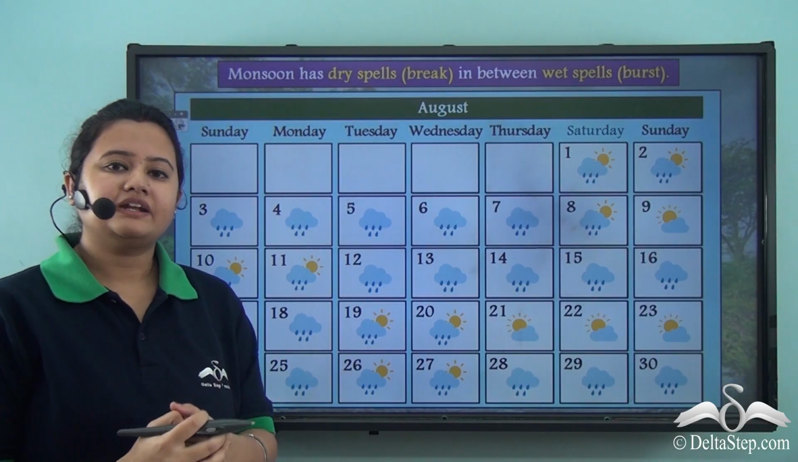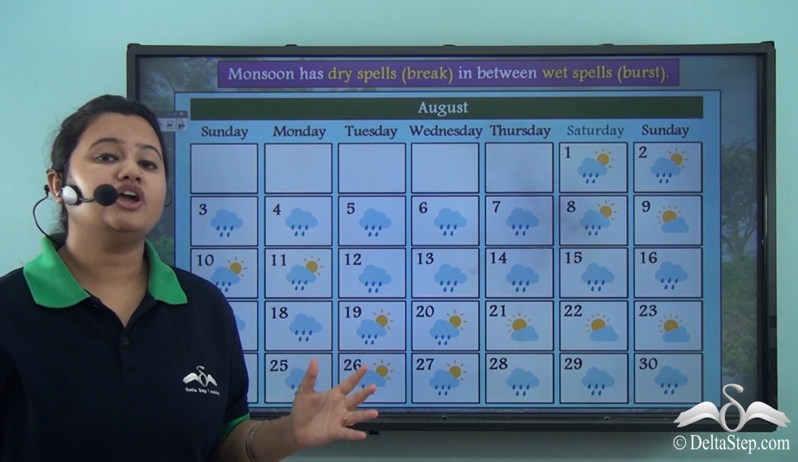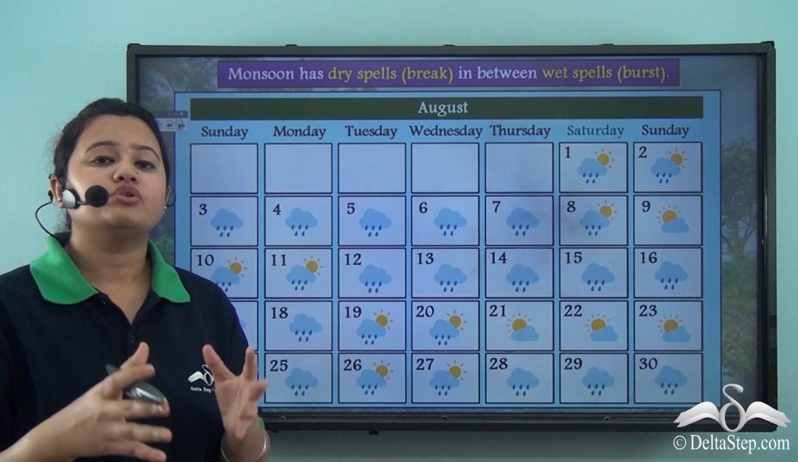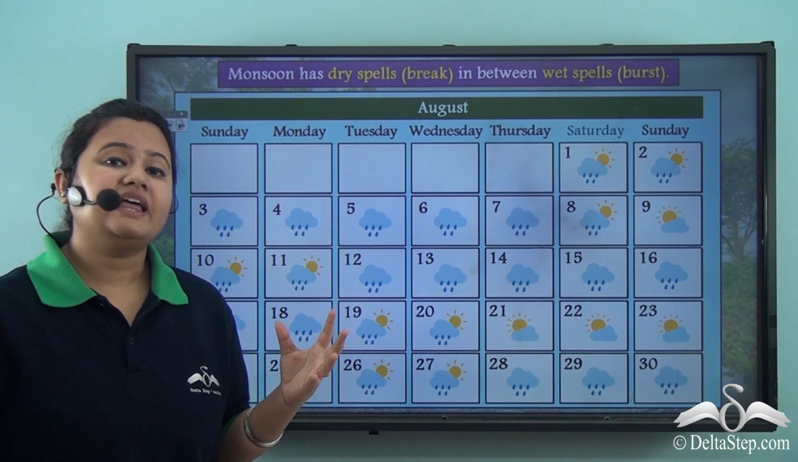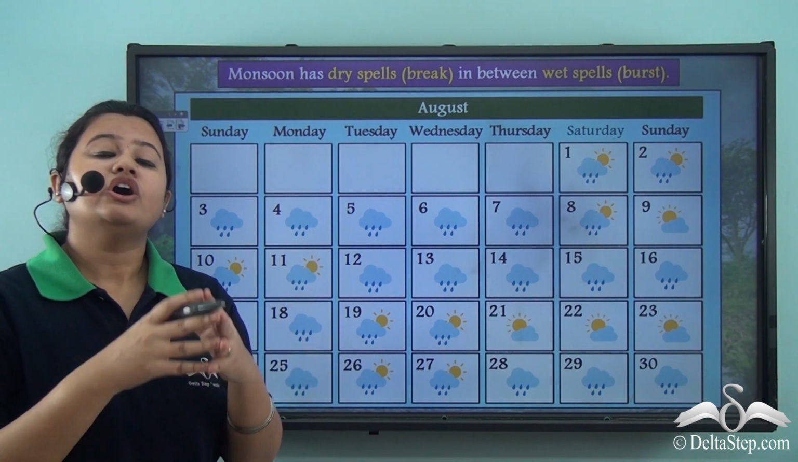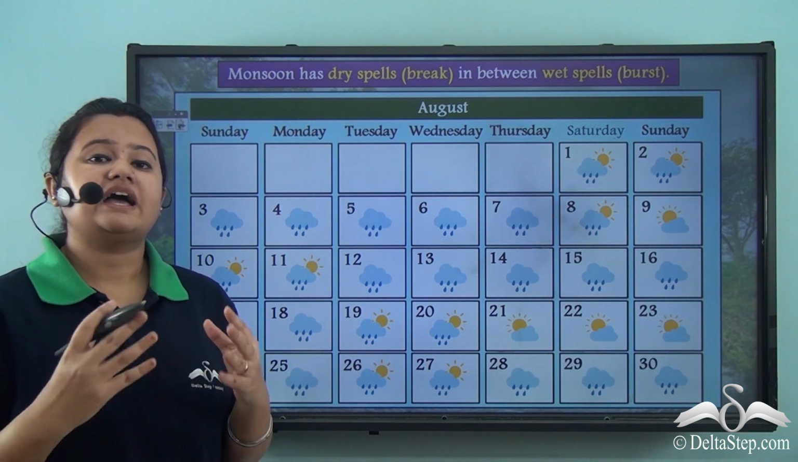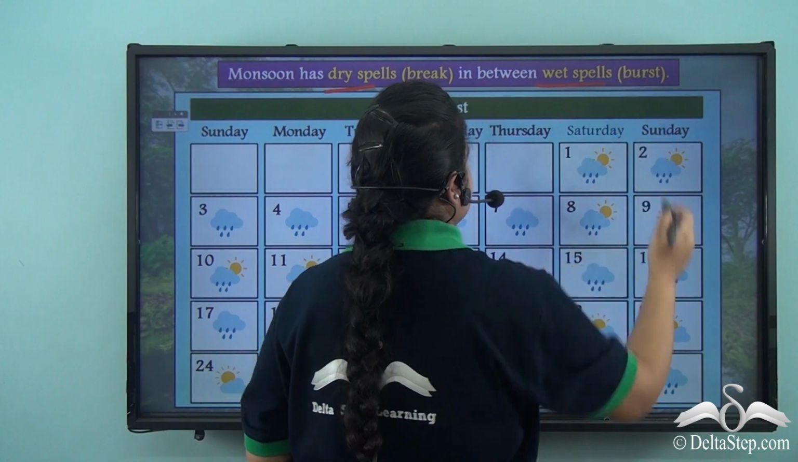Another important characteristic of Indian monsoon is that it does not rain continuously for all the days during monsoon season. Rather, it rains for some days and then it is followed by a period of dry spell. So, rainfall occurs in India at the intervals of dry spell in between wet spells.